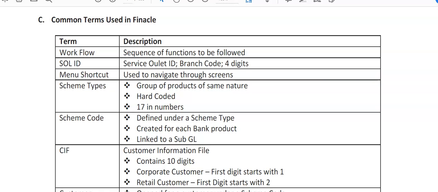It contains 10 digits. It can vary as per the bank's requirements. Corporate customer first digit starts with A, retail customer first digit starts with 2. So in various banks they have different customizations. It may vary. I'm just giving you an idea about how this KIF ID is created.